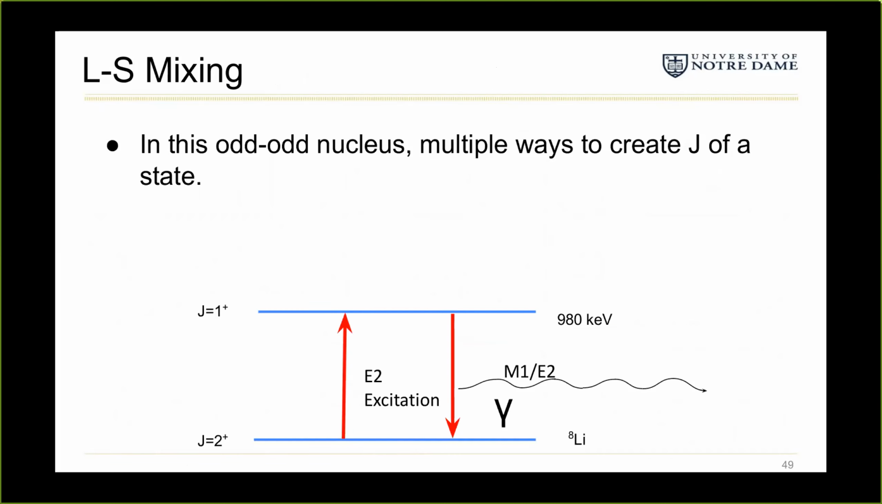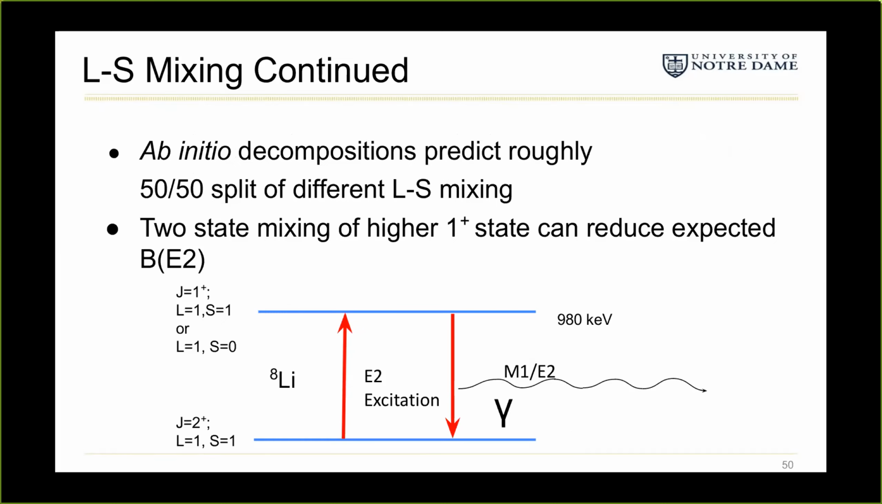Now, our theorist friends are able to look into their calculations to find an explanation for why this behavior is so different for lithium-8 compared to beryllium-7 and lithium-7. One explanation that we found is that lithium-8 is an odd-odd nucleus, and there are multiple ways to create a J in this nucleus. Because it's odd-odd, there's a free proton and a free neutron that can either pair to create S equals 1 or pair to create S equals 0. And this adds with the L of a state to create the final J. So in the ground state, which is J equals 2 plus, the theorists looked at the calculations and saw that it is predominantly L equals 1, S equals 1 adding together to make a 2 plus ground state.